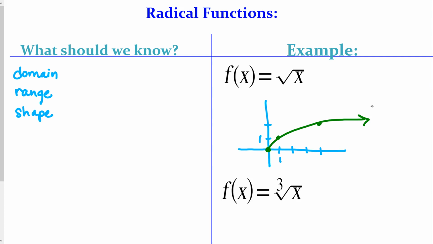And because you can't plug a negative number in for x, the domain is going to be x is greater than or equal to 0. If you want to express that using interval notation, you can say 0 to infinity with a square bracket on the 0. Now you can find the range of that. You can just look at the y values. The range is also greater than or equal to 0, so y is greater than or equal to 0.